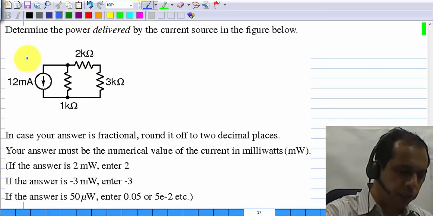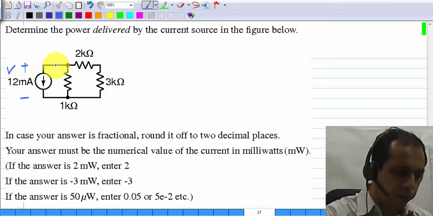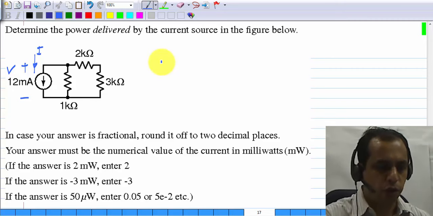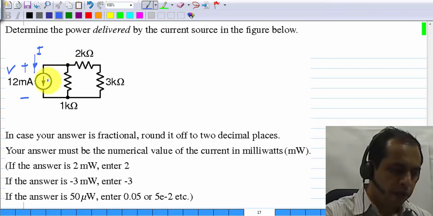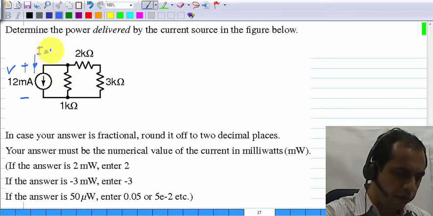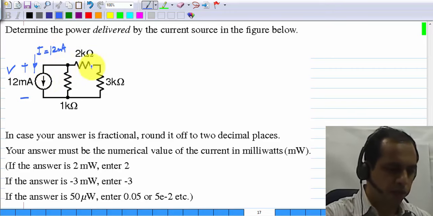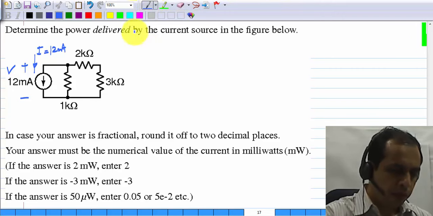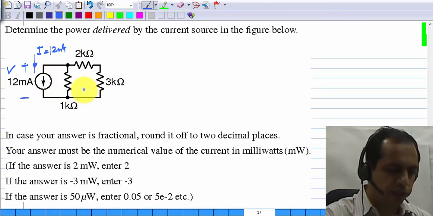We'll try to do it systematically. We'll compute the voltage like this and current like that, consistent with the passive sign convention, so that the product V times I is the power dissipated or absorbed. Now this I, we already know it is 12 milliamps because it's a current source of value 12 milliamps. And then this current goes through the combination of these resistors.